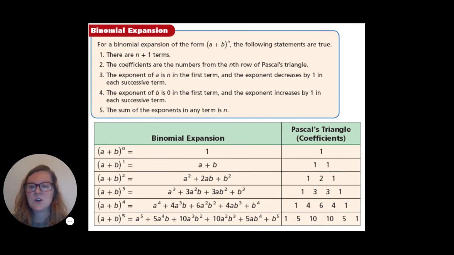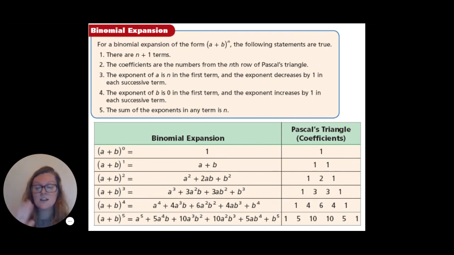Okay, so next we're going to talk about the exponents. I'm going to talk about these together. It says that the exponent of a is n in the first term and decreases, and b is 0 in the first term and increases. So let's look at this guy. I have a plus b raised to the 3rd power. So my first term, a is going to be to the 3rd power. Then I'm going to decrease. Notice then it's a squared, then just a, then it's a to the 0, which is just 1, so you don't have to write it.